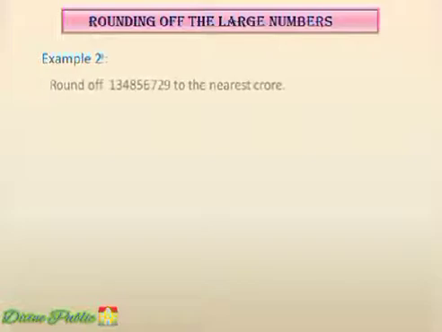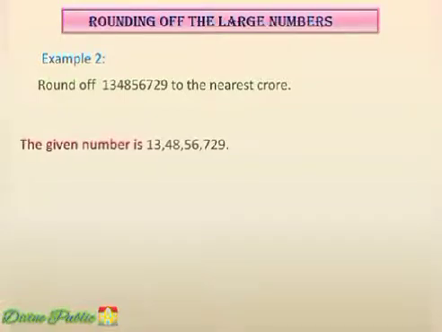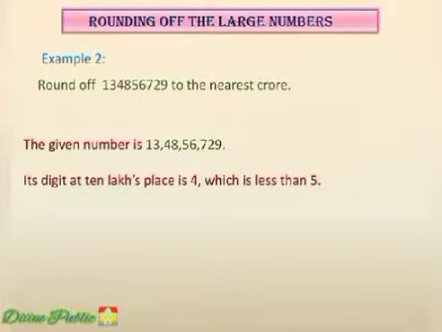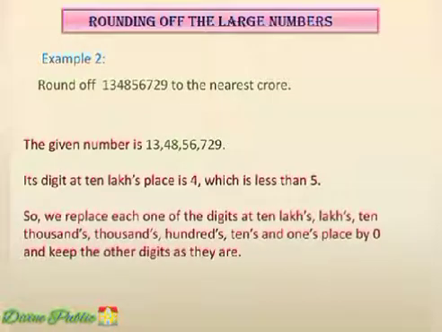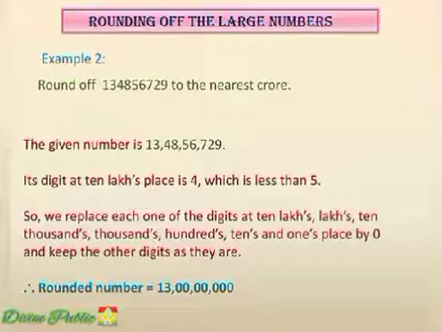Now example 2. Round off 13,48,56,729 to the nearest crore. The given number is 13 crore 48 lakh 56,729. Its digit at 10 lakhs place is 4, which is less than 5. So we replace each one of the digits at 10 lakhs, lakhs, 10,000s, thousands, hundreds, tens and ones place by 0 and keep the other digits as they are. Therefore, rounded number equals 13 crore.